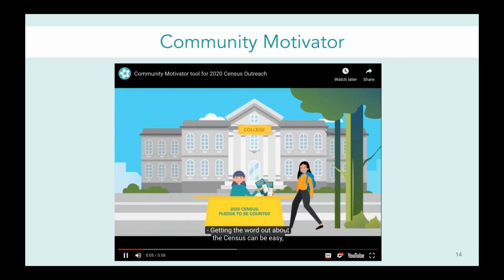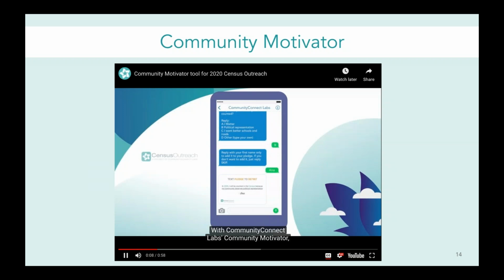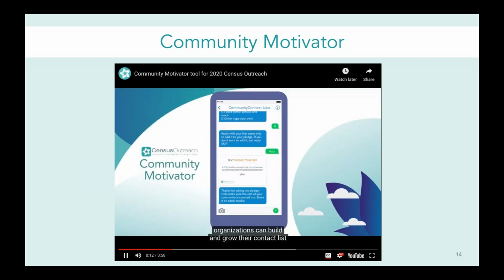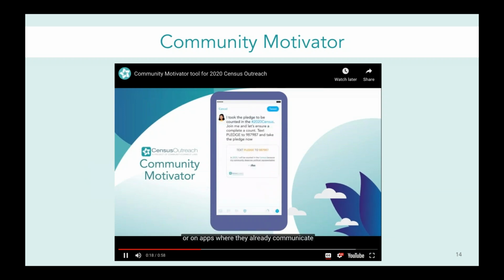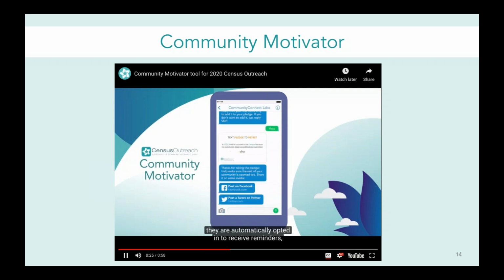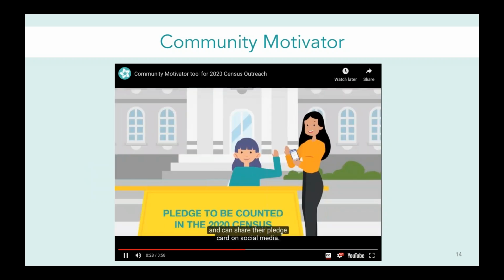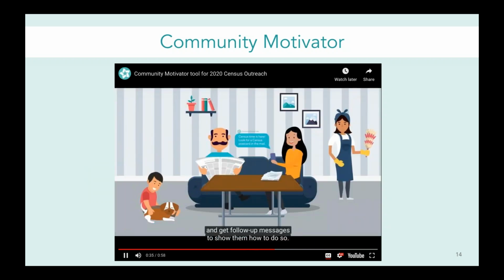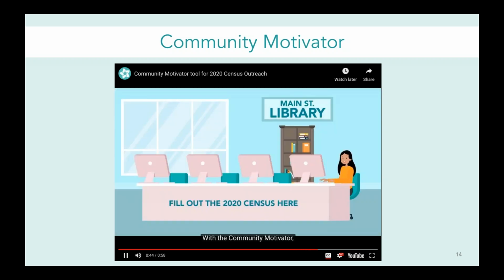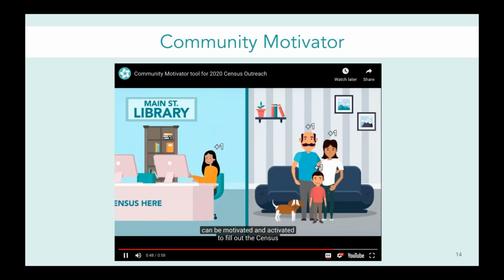Getting the word out about the census can be easy, but following through is more difficult. With CommunityConnect Lab's Community Motivator, organizations can build and grow their contact list to remind constituents to complete the census. Respondents text in via SMS or on apps where they already communicate with friends and family. After pledging to be counted, they are automatically opted in to receive reminders and can share their pledge card on social media. In 2020, residents will receive updates when it's time to fill out the census and get follow-up messages to show them how to do so. They can also be referred to in-person help nearby if they need assistance. With a community motivator, families from anywhere and everywhere can be motivated and activated to fill out the census in order to ensure a fair and accurate count.